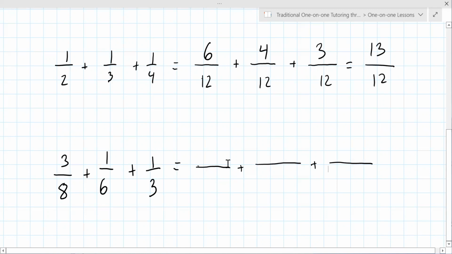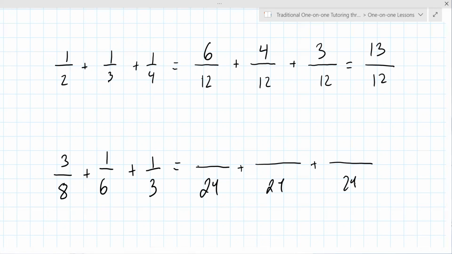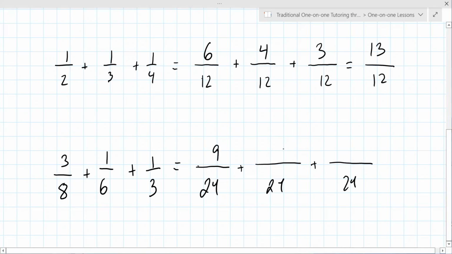Can you tell me your least common multiple, your bottom number here? 24. Yeah, 24 is good. That's the right number. So it'd be 9/24 and then 3/24. The middle one, you're multiplying 6 by 4 to get to 24, so 4, not 3. And then 3 is whatever it takes from 3 to 24. It's 8.